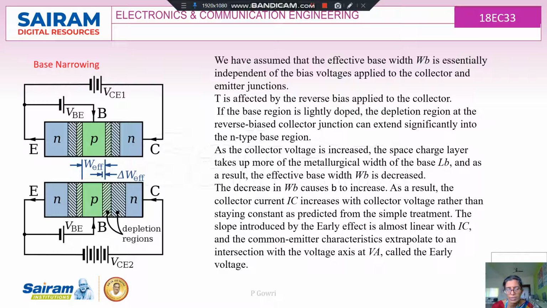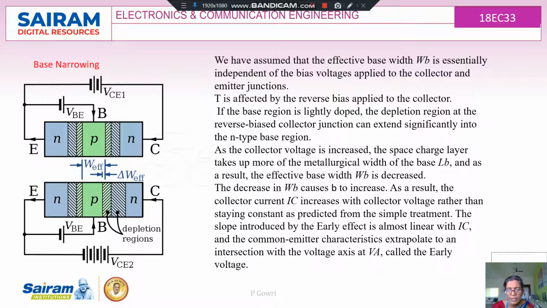So here the effective width of the base is affected by the reverse bias applied to the collector. If the base region is slightly doped, we know that the depletion region of the reverse biased junction will extend significantly into the n-type base region when compared to the collector region. As the collector voltage is increased, the depletion region will increase, and hence it will take up more of the metallurgical width of the base, and as a result, the effective base width W is decreased. The decrease in W causes the base transport factor to increase.